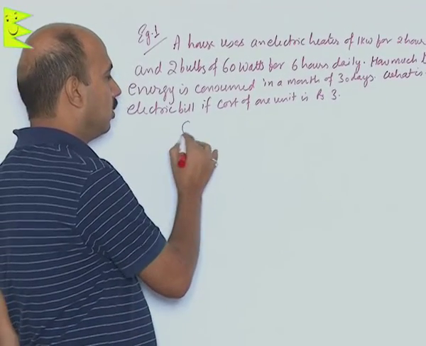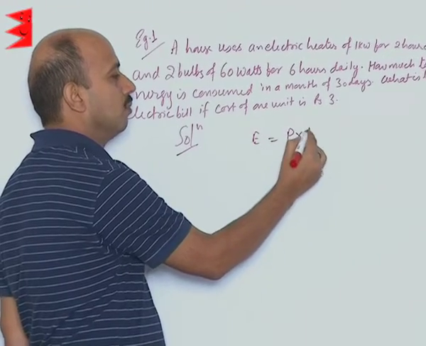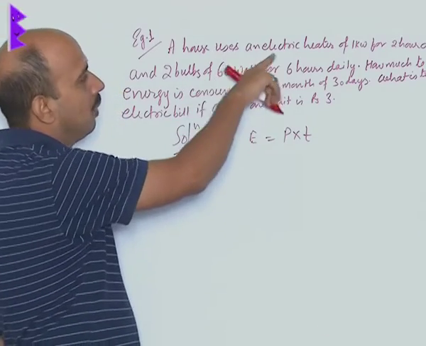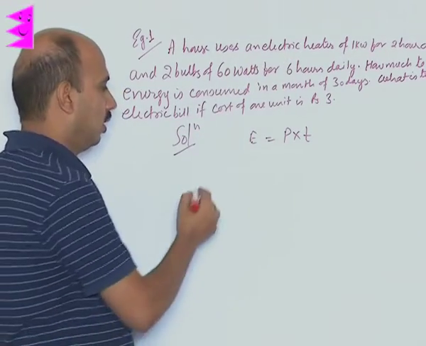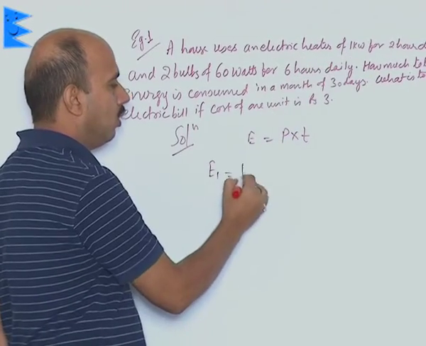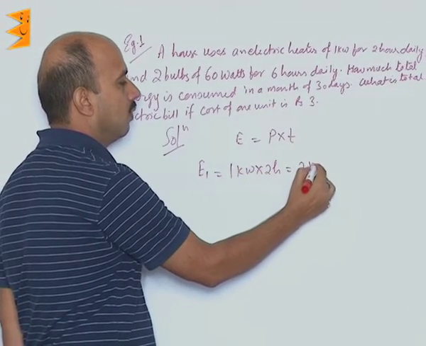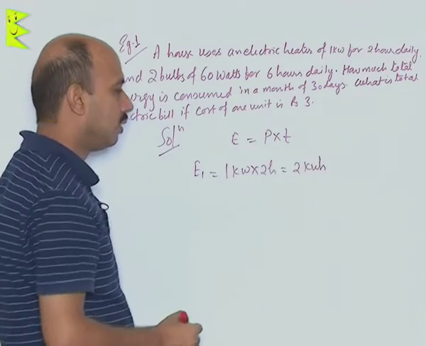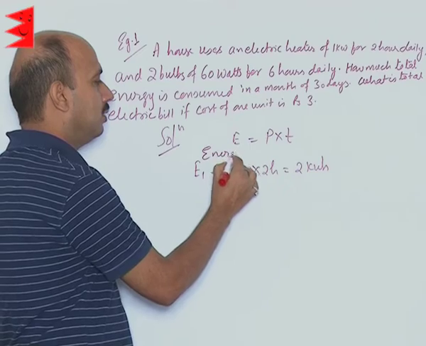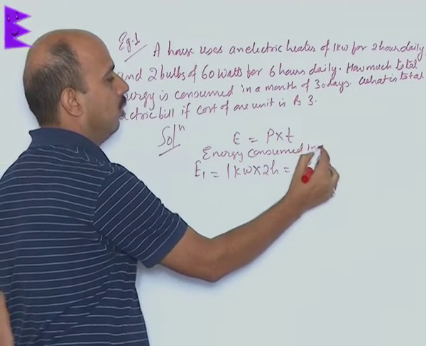So we know energy is equal to power into time. So first we calculate energy consumed by the electric heater in 1 day. So we can write E1 is equal to power, which is given as 1 kilowatt, so 1 kilowatt into 2 hours, that is 2 kilowatt hour. I am writing here, energy consumed in 1 day.